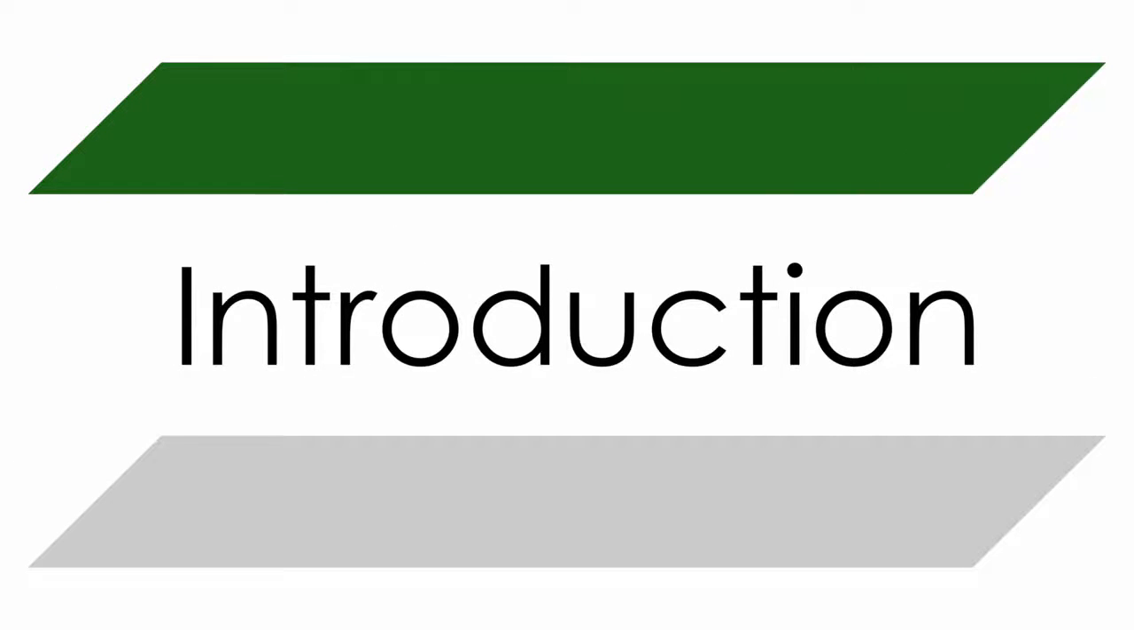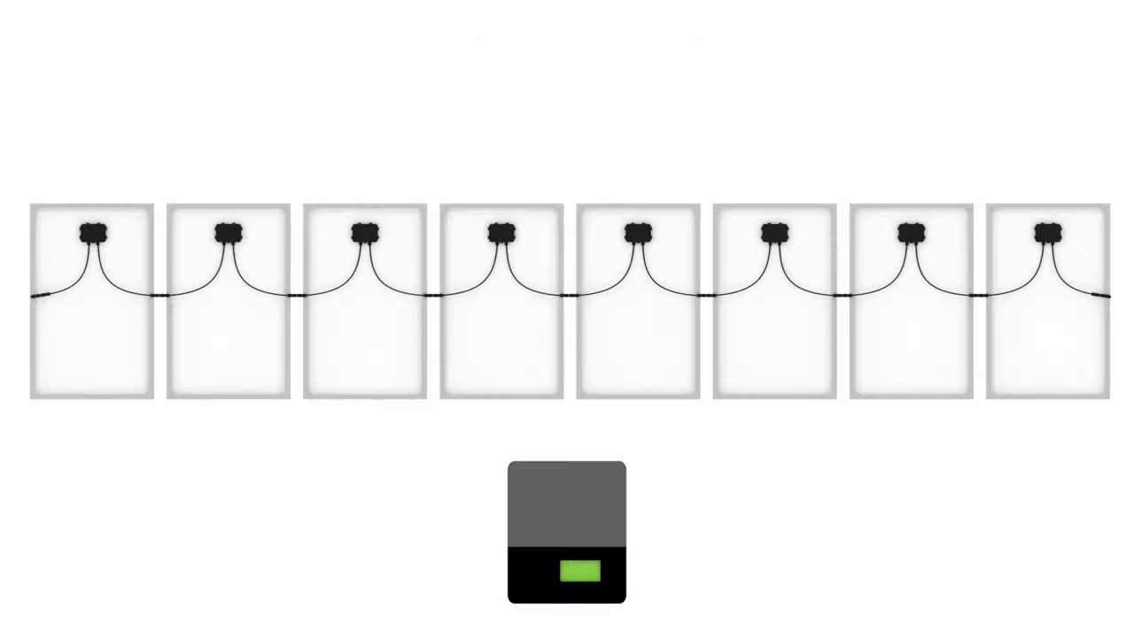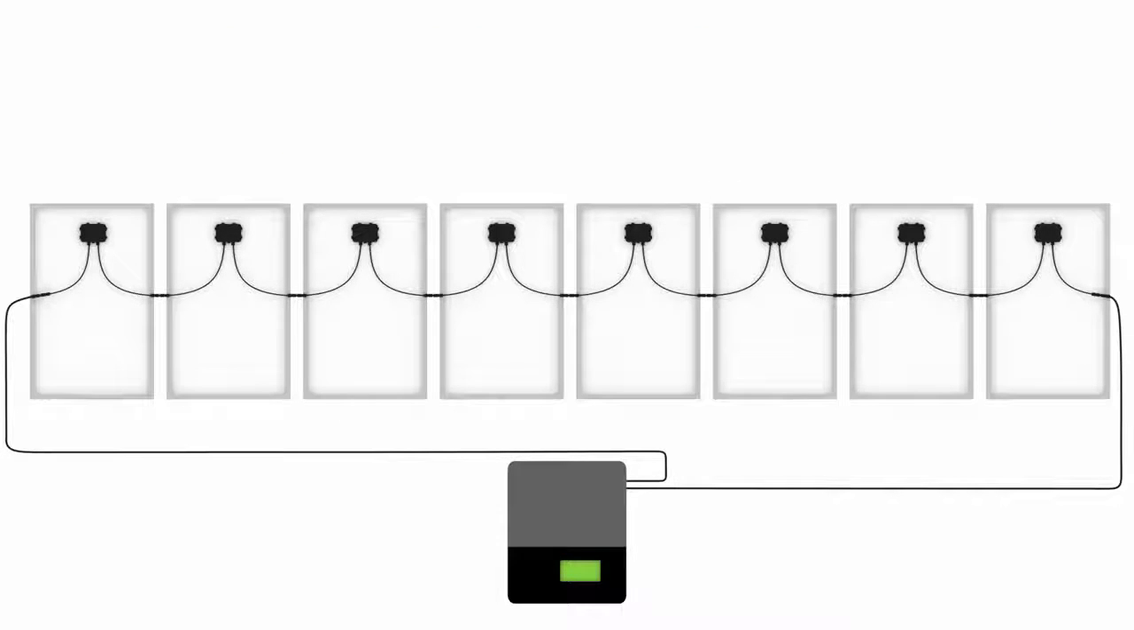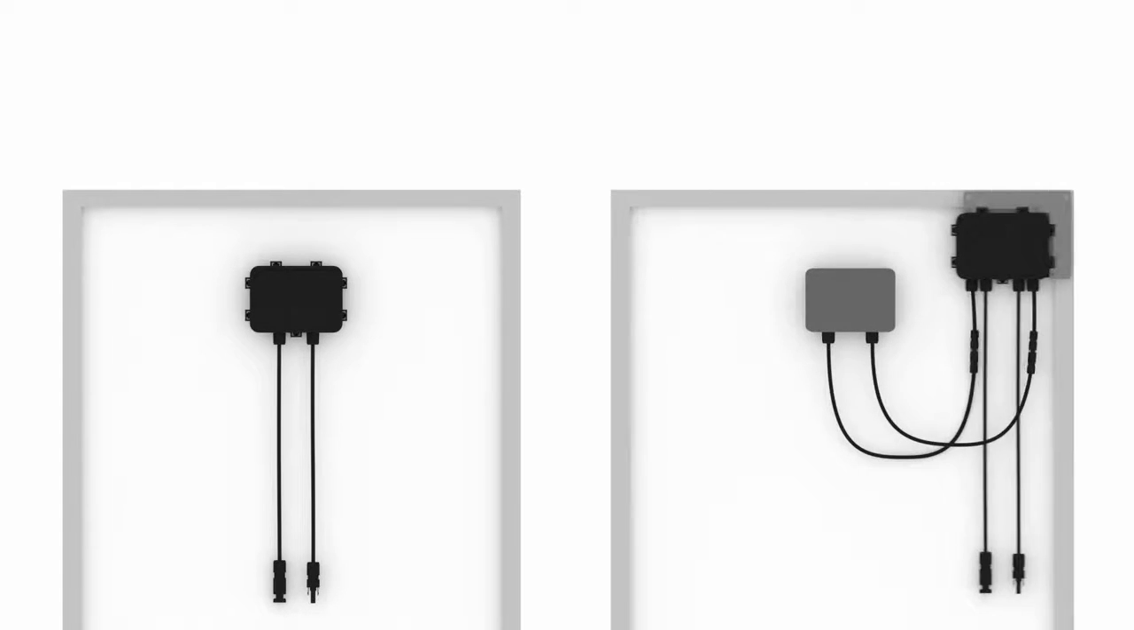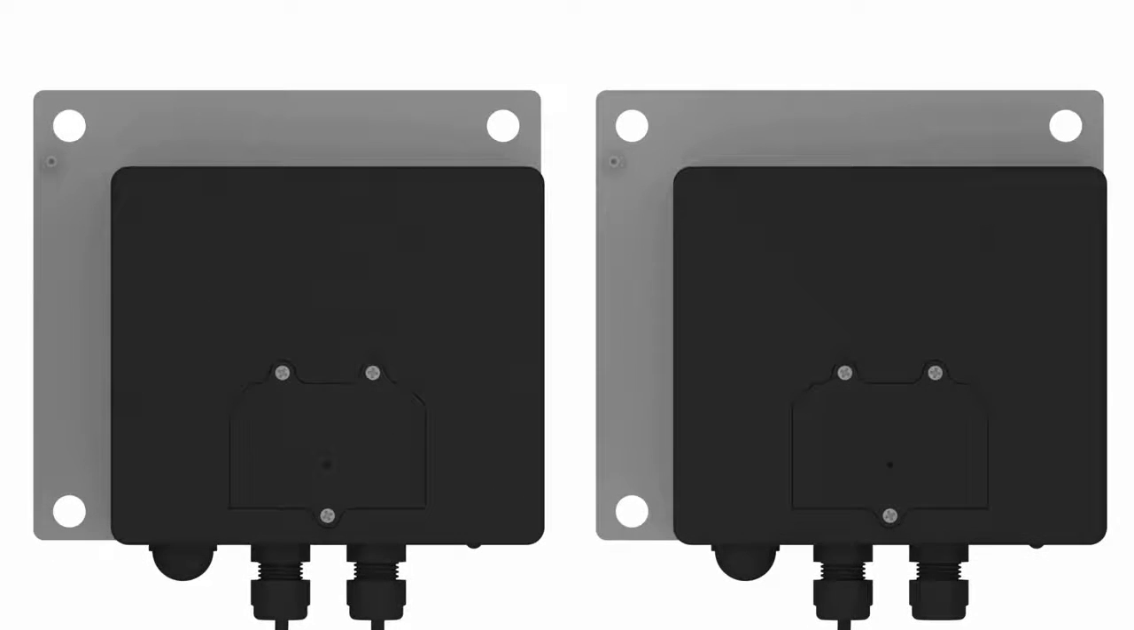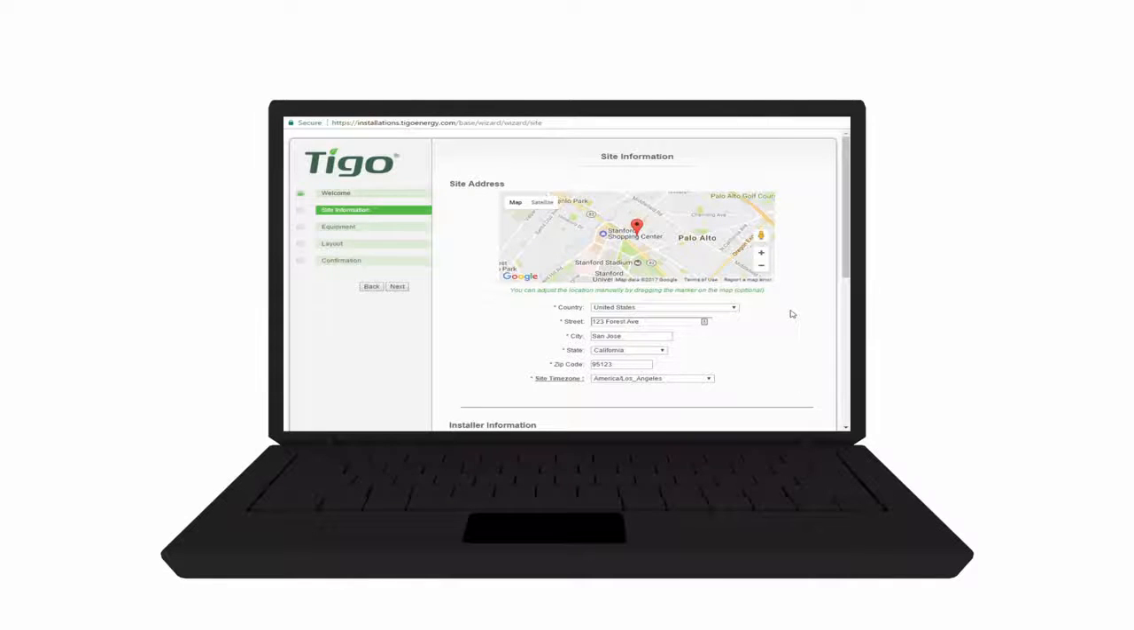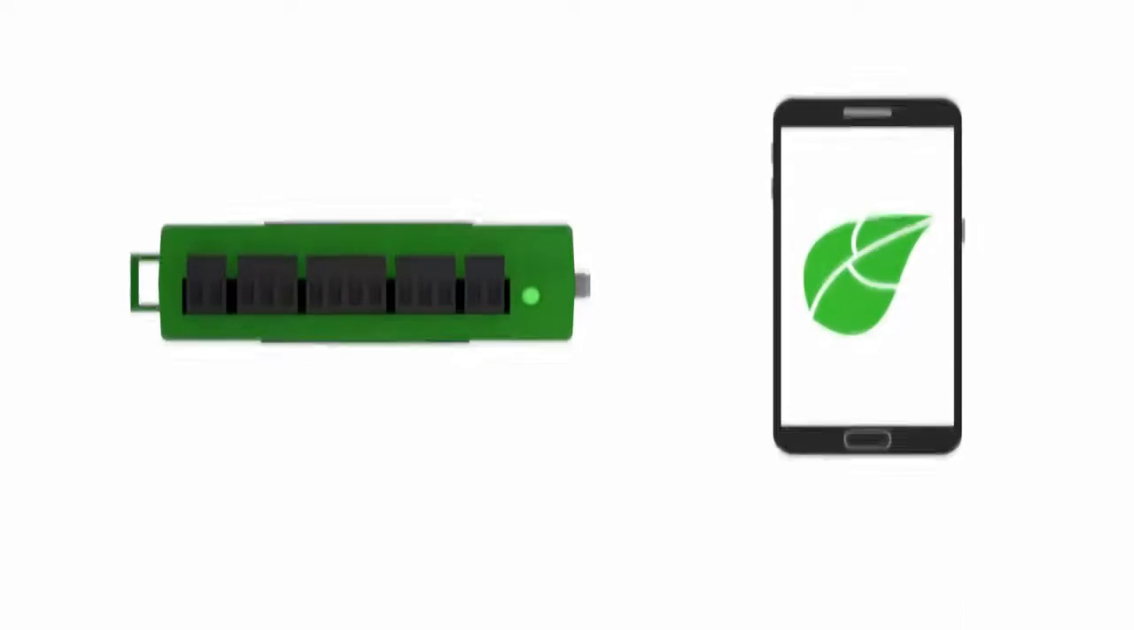This video will introduce Tigo's TS4 platform and cover the steps required to set up your TS4 system. These steps include installation of your TS4 Smart Modules or TS4R add-on units, gateway placement and wiring, Cloud Connect installation, online system configuration, and on-site equipment commissioning.